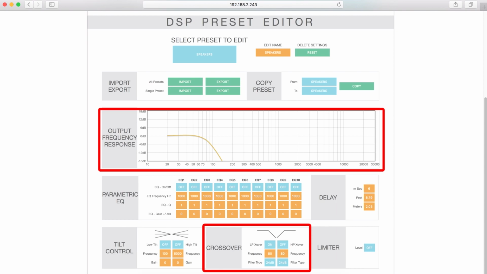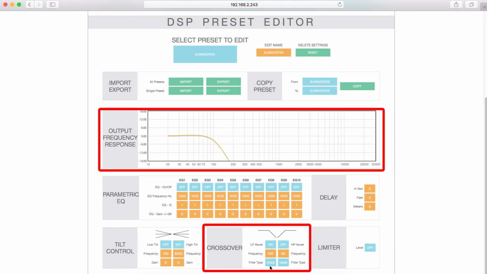In a typical system containing satellites and subwoofers, the crossover frequency would be set at around 80 to 100 Hz for both the high and low-pass filters. The subwoofer DSP curve would utilize the low-pass crossover, while the satellite DSP curve would utilize the high-pass crossover.